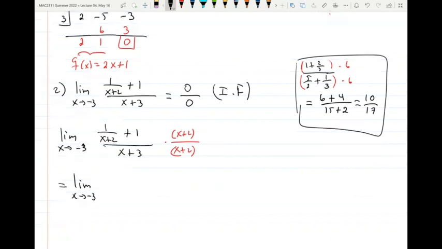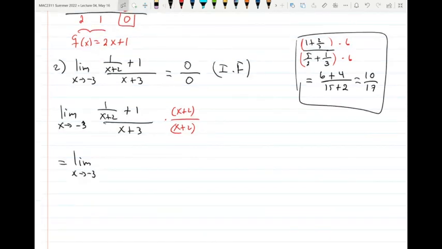Let's write down what we get. What do we get on top when we distribute the x plus 2? Let's do it slowly. What's the first term? 1. Good, x plus 2, plus x plus 2. Everybody understand this? Just distribute. And then in the bottom, there's nothing to cancel, so I'm just going to leave it as x plus 3 times x plus 2. I'm going to leave it like that.